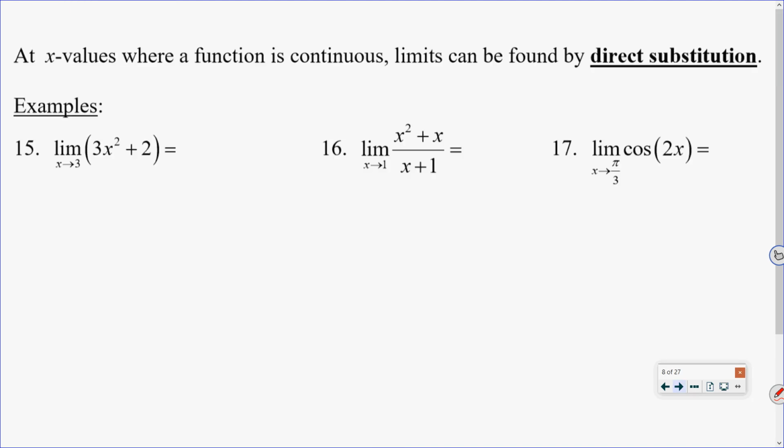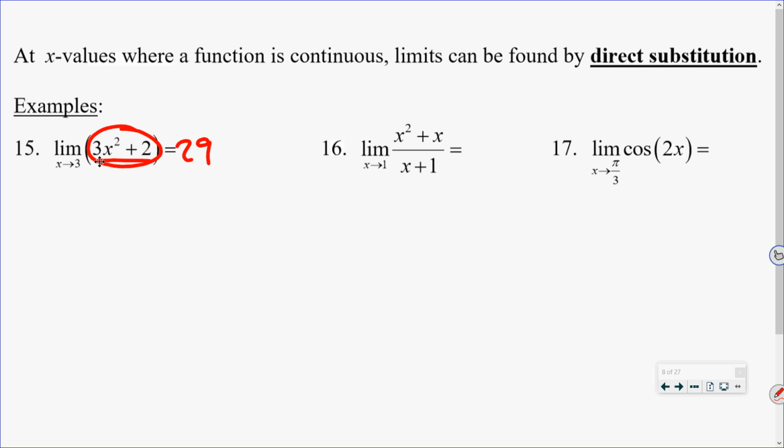So this one, if you look at this, 3x squared plus 2 is a parabola. That's what type of graph it is. A parabola is continuous. So all I have to do is just plug 3 in. So I plug 3 into here. 3 squared is 9, times 3 is 27, plus 2 is 29.